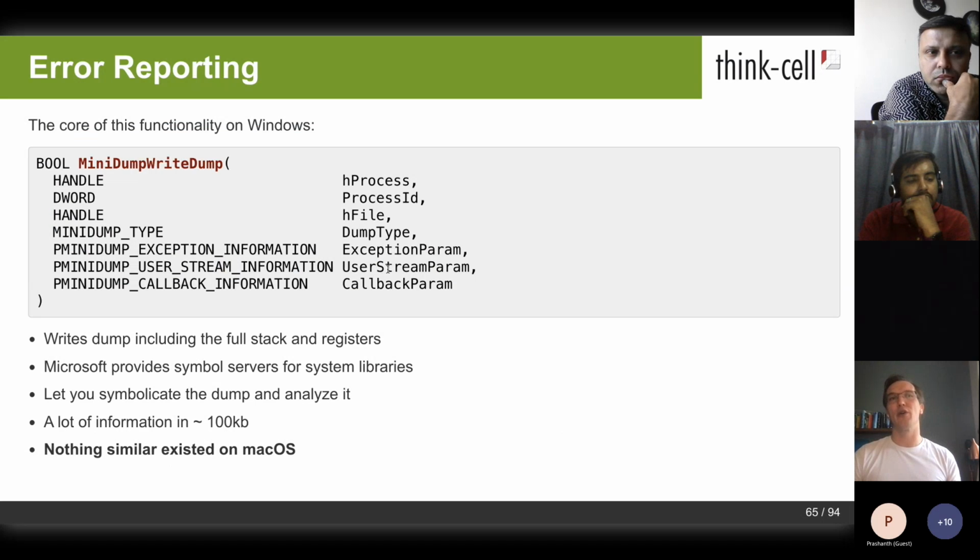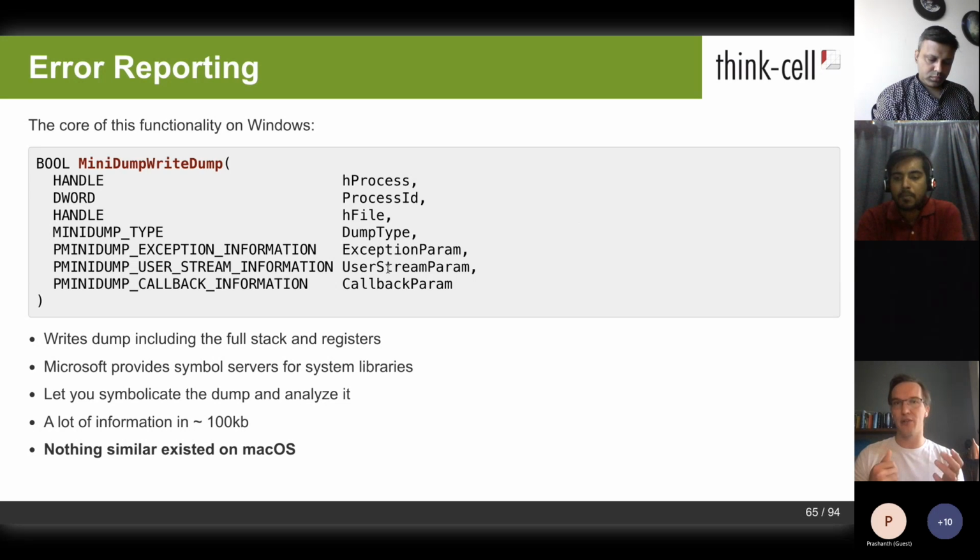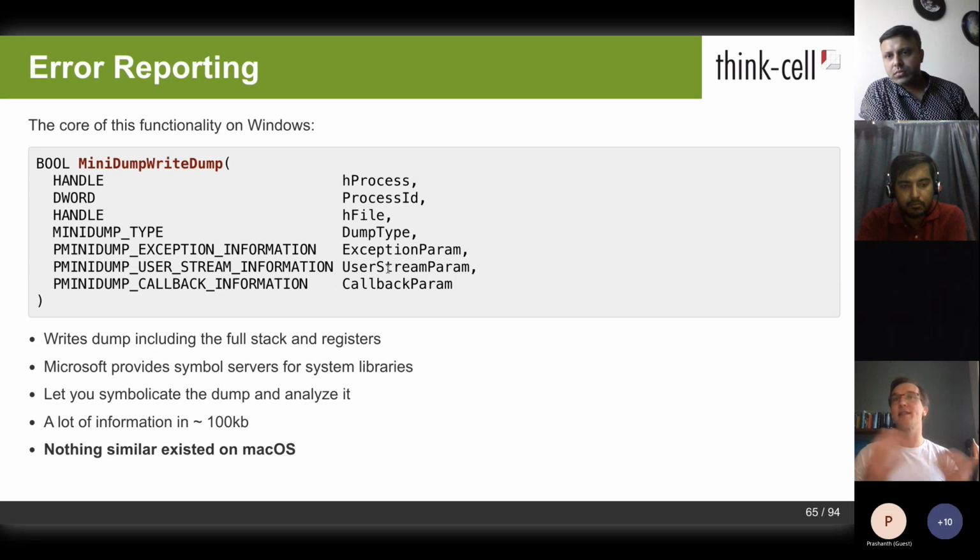The core of this functionality on Windows is a function, MiniDumpWriteDump, that just does what the name implies. It can write a small dump of your application that at the least can include the full stack and all registers. That results in a small dump that is about 100 kilobytes in size that we can open and symbolicate on our end because Microsoft provides symbol servers. That means our backend can get the full stack trace of the process at the moment it encountered this failing assert or this error code. And that lets us analyze those bug reports. So it's a lot of information in 100 kilobytes that we can easily send and store on our end.